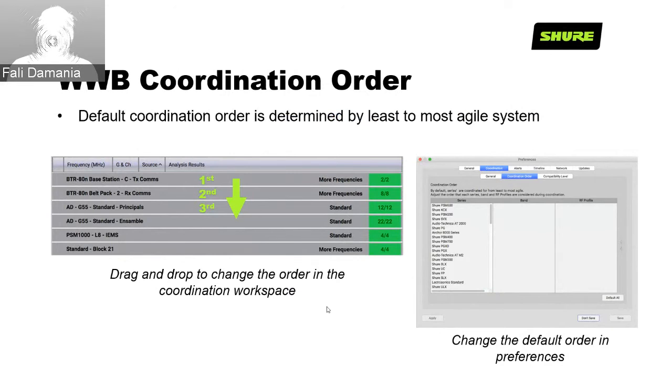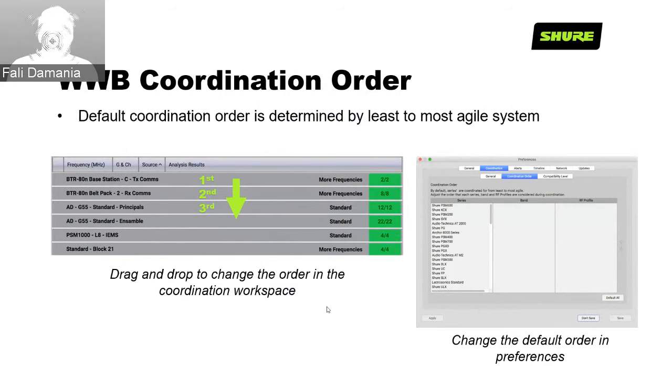So, for example, if you have an inventory with Axon Digital, ULXD, and PSM1000, and you pull that into frequency coordination, now suddenly you should see PSM1000 up first, ULXD after that, and Axon Digital third. That's simply the software taking its time to find the more difficult frequencies first, and then find the frequencies that are easier a little later. So, like we have here, default coordination order is determined by least to most agile system. Hope that's clear.